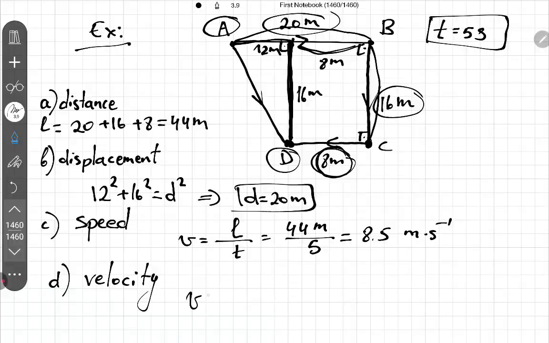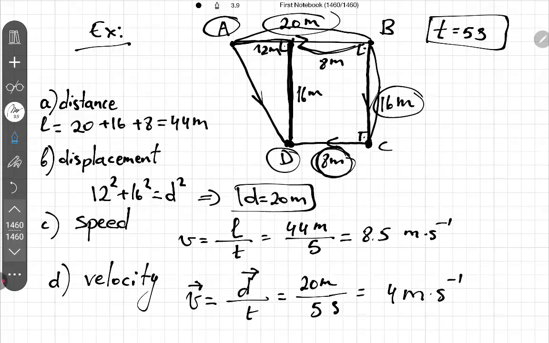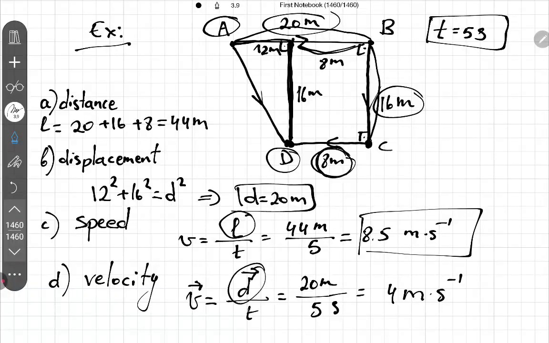And coming to the velocity, velocity equals the displacement divided by time. We already calculated the displacement. It is 20 meters divided by 5 seconds, and equals 4 meters second to the power of minus 1. As you see from this example, speed is greater than the velocity. Why? Because we said that the distance is greater than the displacement. Times are equal to each other. So if the distance is greater than displacement, then it is fair enough to have greater speed than velocity.